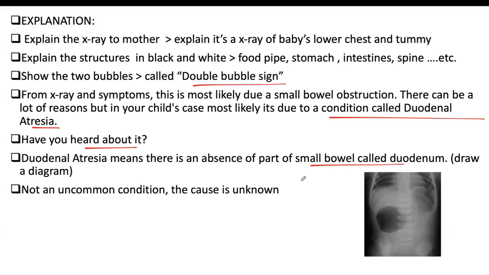So when your child has the breast milk, the milk will pass from the mouth into his food pipe, which is the esophagus. Then it is supposed to go to his stomach, and then it goes to the small gut. The first part of the small gut is called duodenum. In your child's case, I'm afraid that most likely this part is absent. That's why food cannot pass anymore, and anything that you give just comes out immediately.